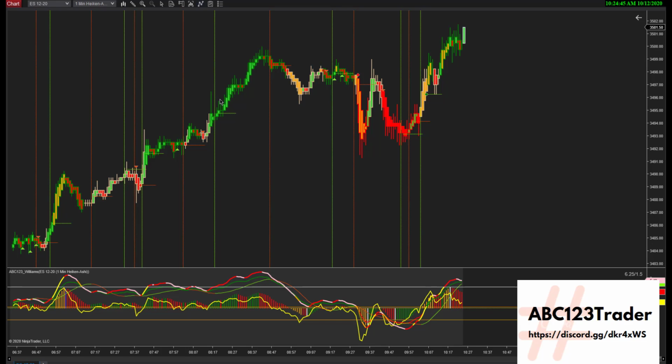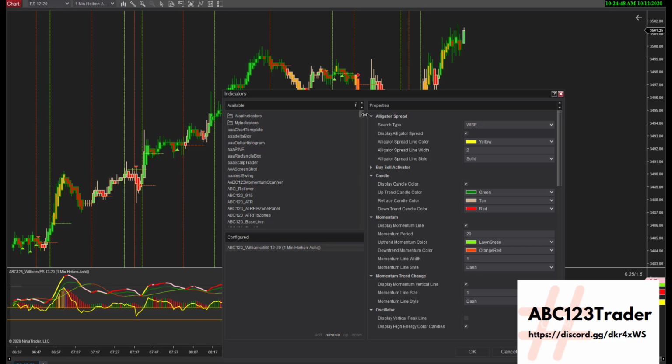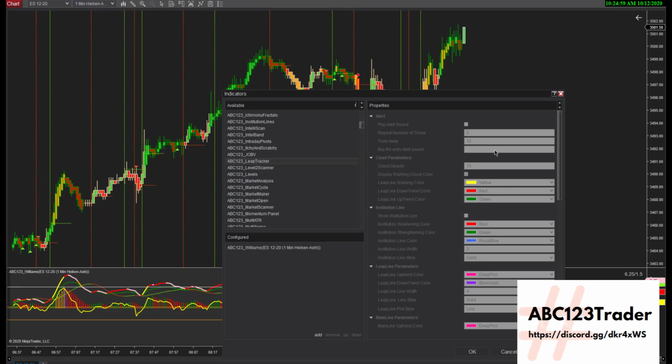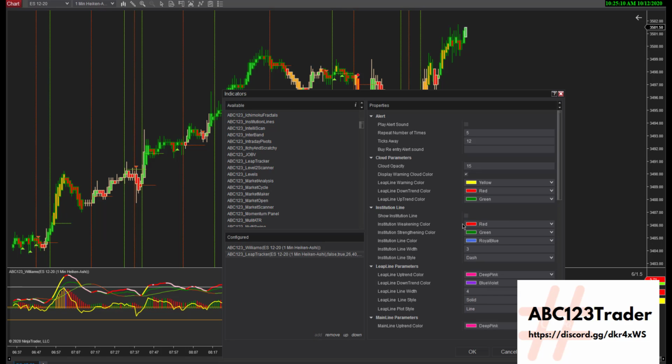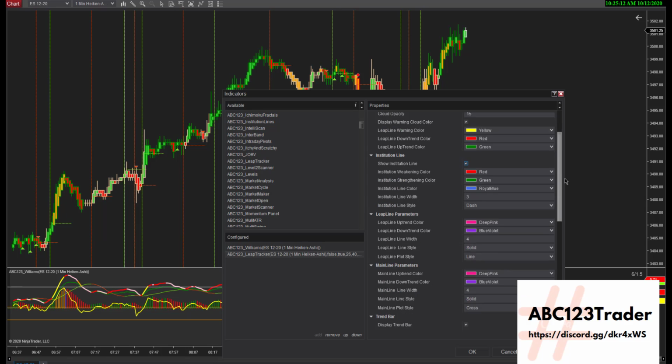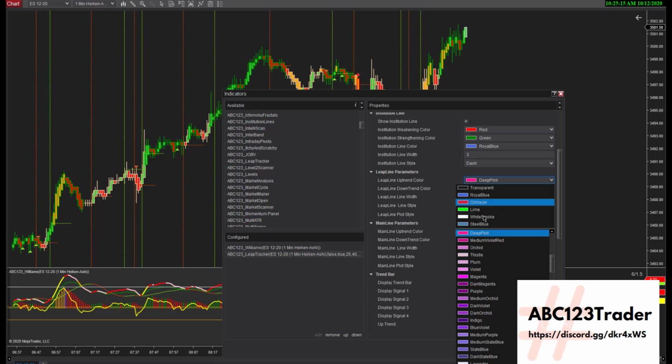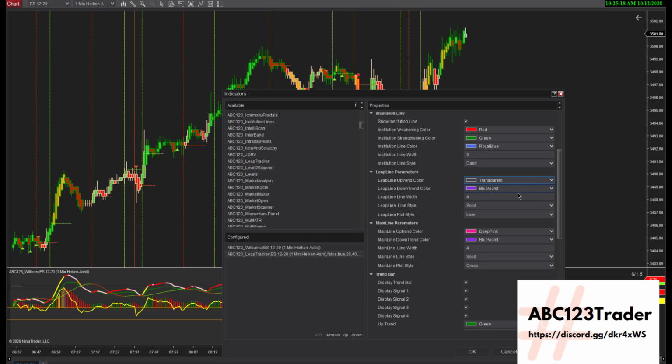Now, the other thing I like doing is I could use the leap tracker, or yeah, I'll put the leap tracker back on. So I'll put the leap tracker with the institution line. Oh, first I have to add it, sorry. I'm saying, why is it not adding? Okay. I put the institution line. What I'll do is I'll turn off these colors, the deep blue and pink. I made it really aggressive so people understand where certain lines in the sand are. But I'm going to make this transparent so I can just see the cloud.